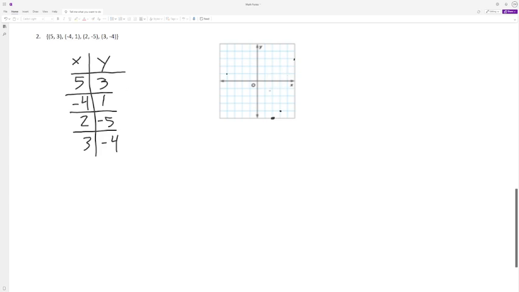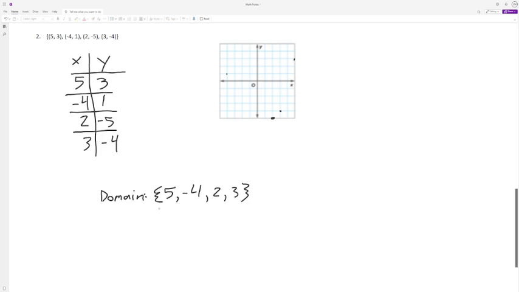So we made the table, we made the graph, we plotted it on the graph. Now our next step is to list the domain and range. So let's go ahead and list the domain. The domain consists of the X values. So that's these 4 values here. The 5, -4, 2, and 3. The first ordered pair's X value is 5. So we can write the domain as 5, -4, 2, and 3.